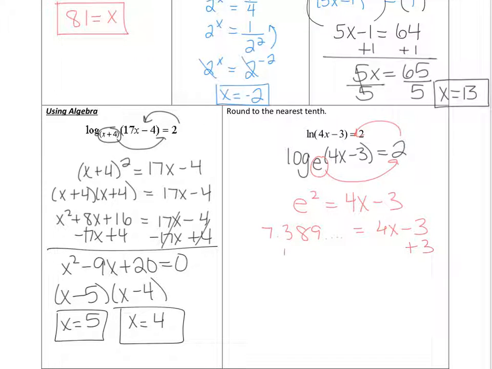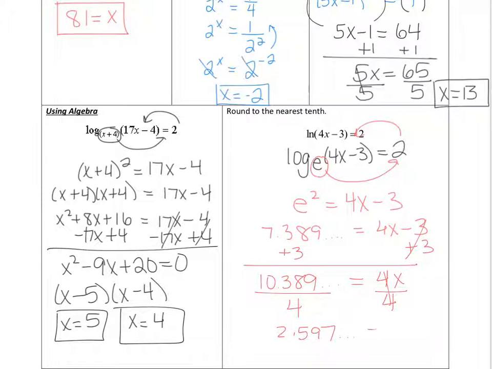So keeping all of those digits in your calculator, hit plus 3. And you'll get 10.389... equals 4x. Again, keeping all the digits, divide by 4. And we get 2.597... equals x. Question says round to the nearest tenth, so approximately 2.6.